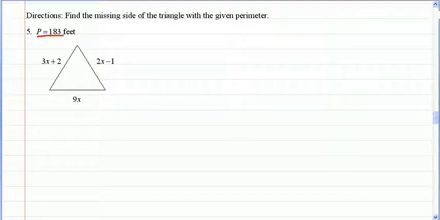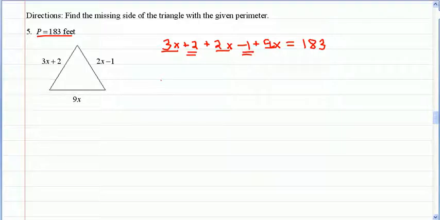Perimeter means we take those three sides, add them together, and set it equal to 183. And we solve for x. And we have 14x plus 1 equals 183.